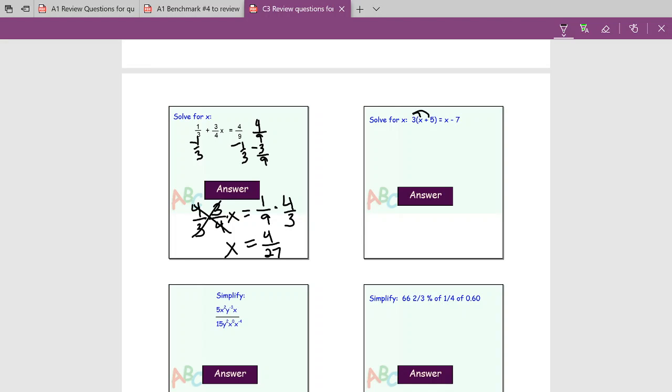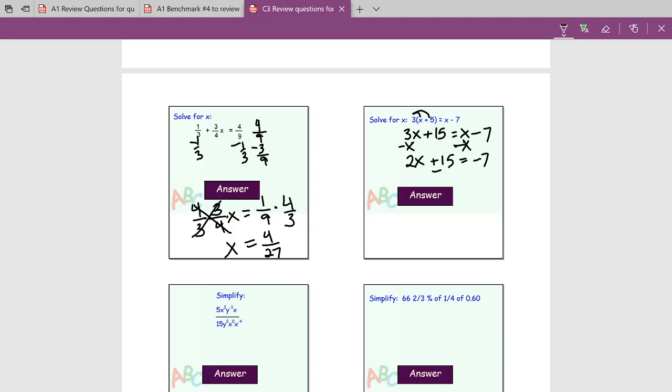All right, next one, solve for x. I'm going to expand first and get 3x plus 15 equals x minus 7. Then I need my variables on the same side. Here I have 3x and here I have 1x. I'm going to get rid of that 1x from this side by subtracting x, so that I have 2x plus 15 equals negative 7.